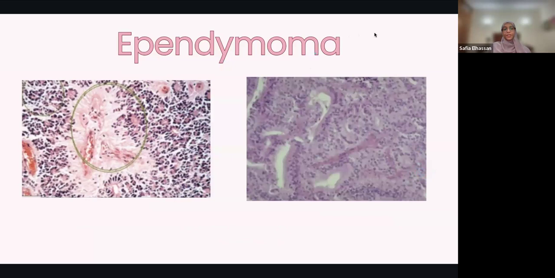So here are the other pictures. Again, you can appreciate the shape of the rosette, the pseudo-rosette, or the perivascular rosette. So just the circle of cells surrounding a lumen, here and here.